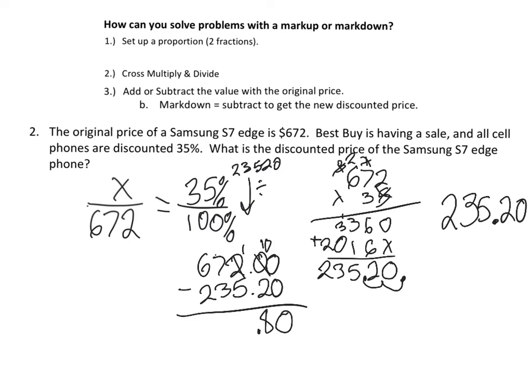1 minus 5 we can't do, so we have to borrow. That becomes 6. This becomes 11. 11 minus 5 is 6. 6 minus 3 is 3. 6 minus 2 is 4. So our new price is $436.80.